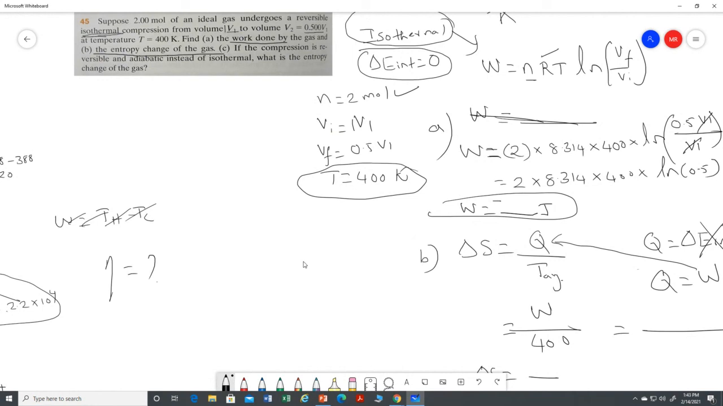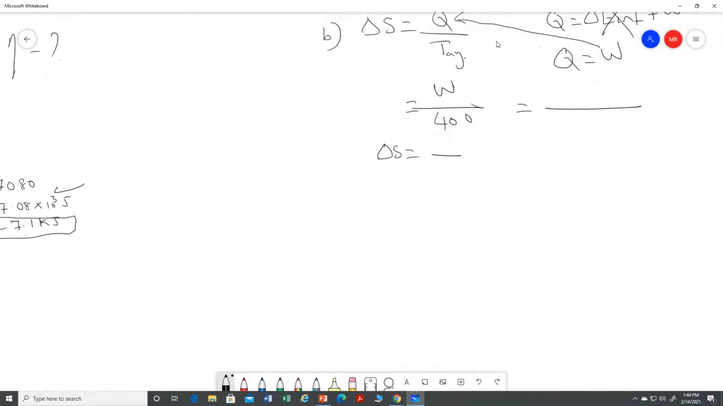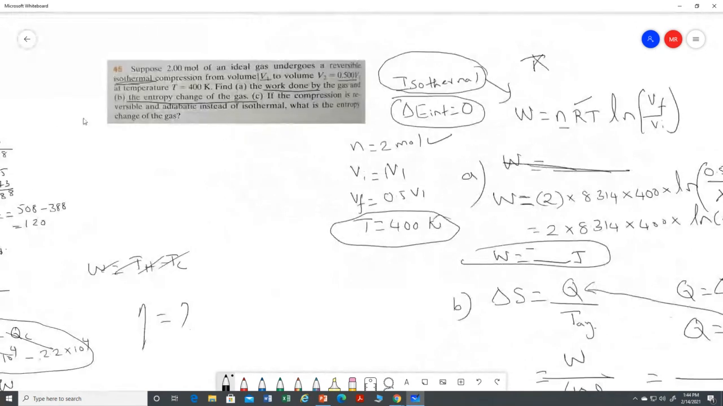Okay. Now, could you please tell me the answer for the last question? If the compression is reversible and adiabatic instead of isothermal, what should be your entropy? My dear, we studied two cases. If it is a reversible process, what should be your entropy? Equal to 0. If it is irreversible, greater than 0. So out of these two answers, you can read the question to see whether it is related with the reversible or irreversible.